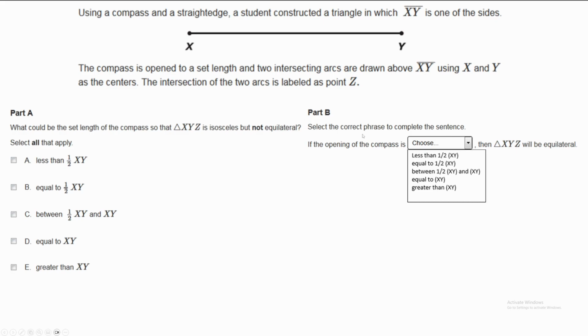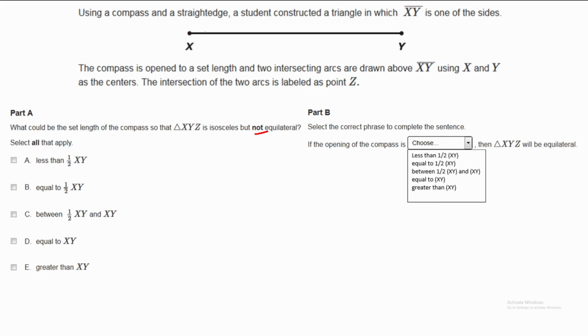Next up, using a compass and a straight edge, a student constructed a triangle in which XY is one of the sides. The compass is open to the set length, and 2 intersecting arcs are drawn above XY using X and Y as centers. The intersection of the 2 arcs is labeled as Z. What could be the set length of the compass so that triangle XYZ is isosceles but not equilateral? Not is a key word.